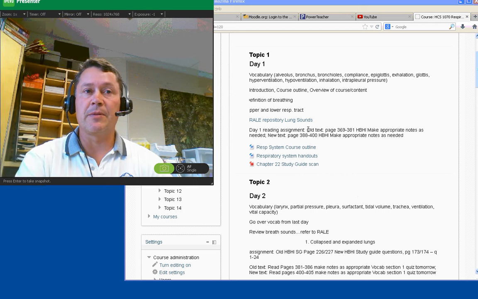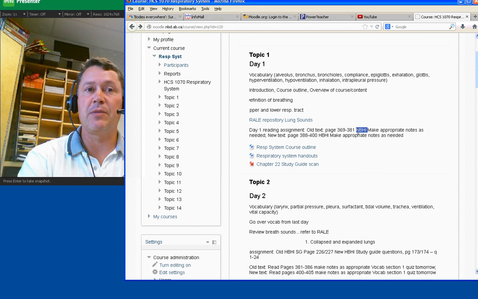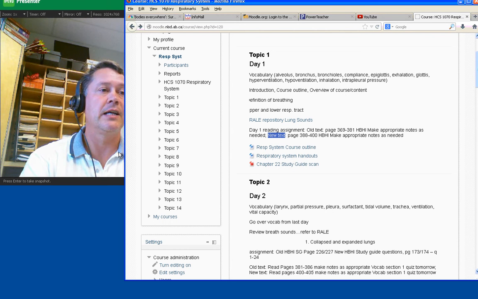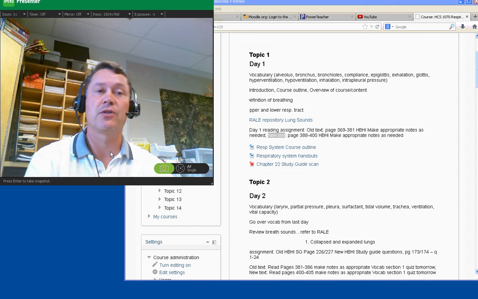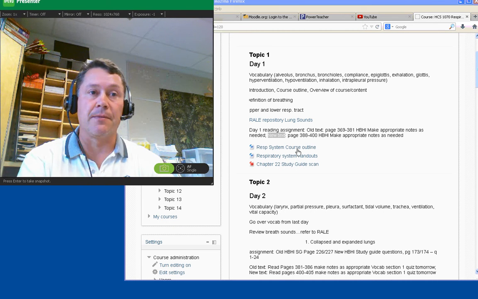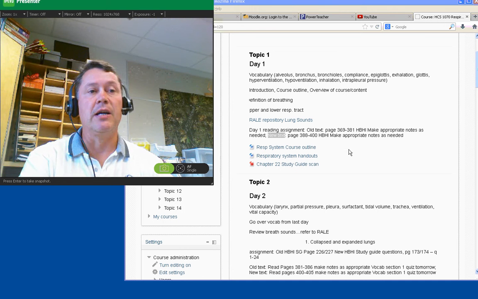When you see these assignments, old text, or when I use the HBHI like this, that means Human Body and Health and Illness. Okay, so old textbook reading, I want you to look at page 369 through 381. Make appropriate notes as needed. If you're using one of the new textbooks, you read page 388 to 400. The content is no different. They've just changed the columns, changed a few pictures, and that's it. And make appropriate notes as necessary.